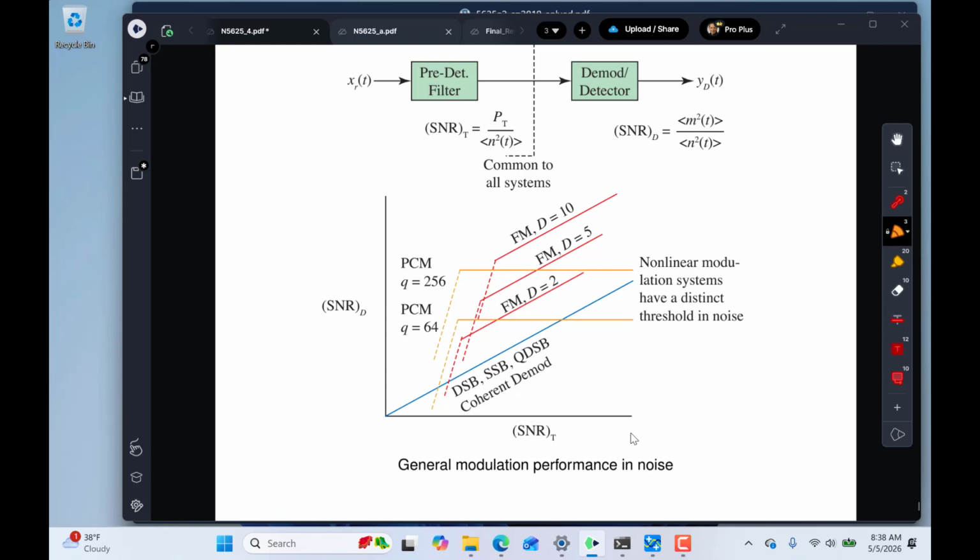Digital modulation gets dealt with usually in a slightly different fashion, but we can still look at it in terms of the output signal to noise ratio, but instead we'd look at it usually in terms of the bit error probability, which is what you're doing in Project 2. So here we can just see that general response of double sideband, single sideband, quadrature double sideband, all with a coherent demodulator, not an envelope detector, the higher performing double sideband with a coherent demodulator. It just linearly increases with the pre-detection SNR. The output SNR just goes up linearly.